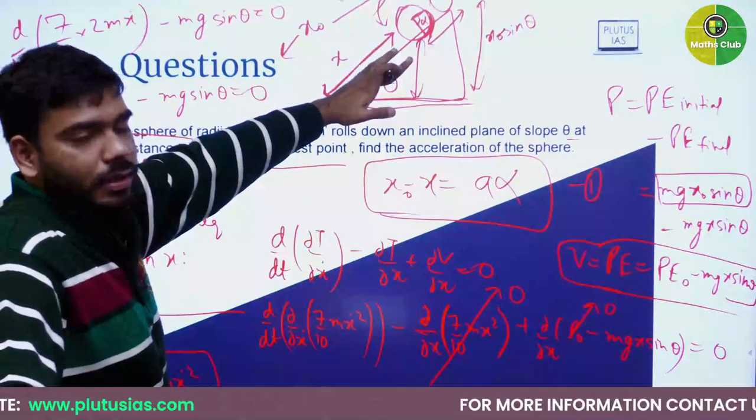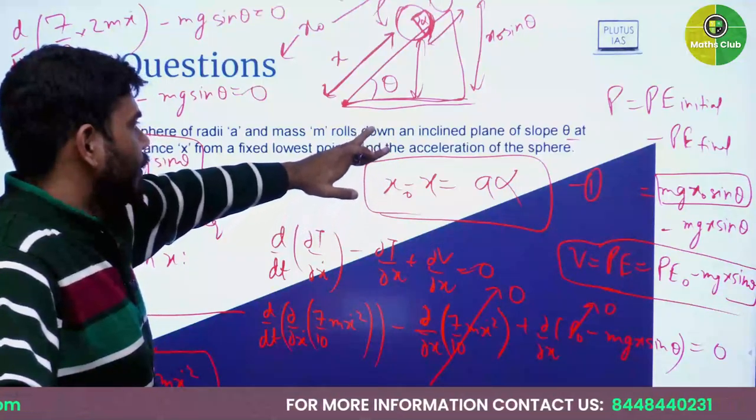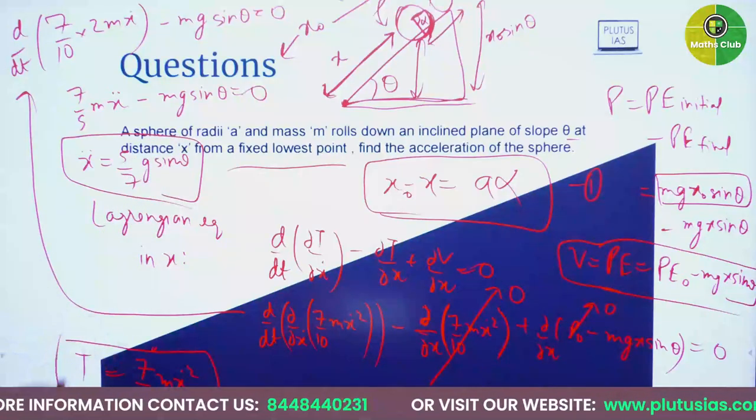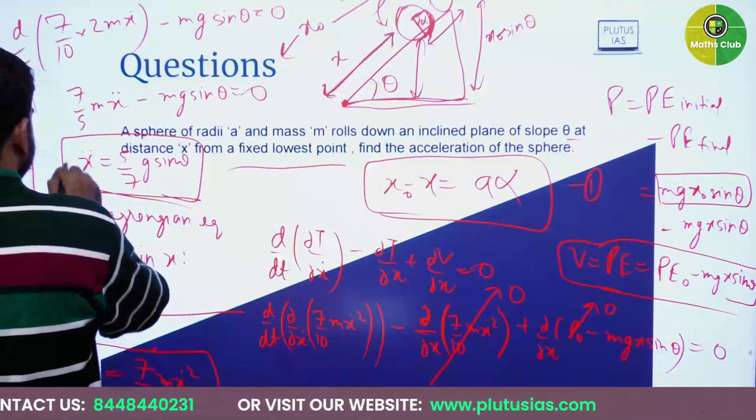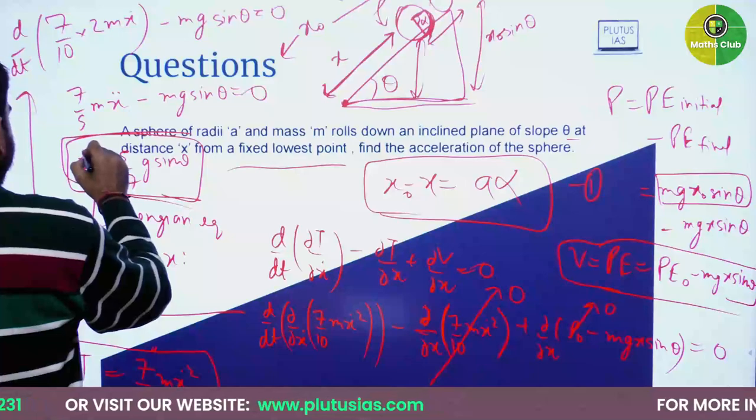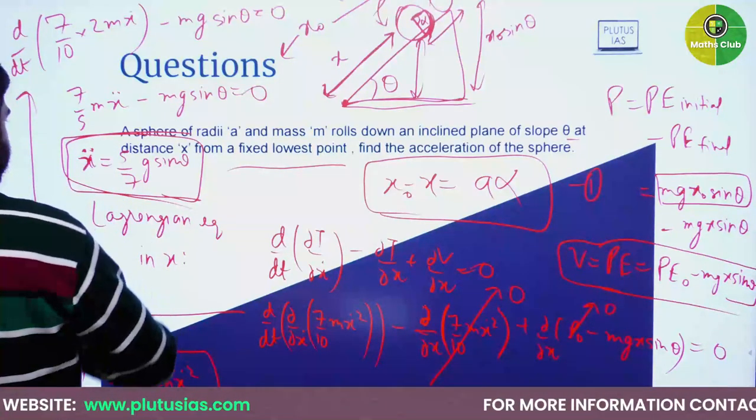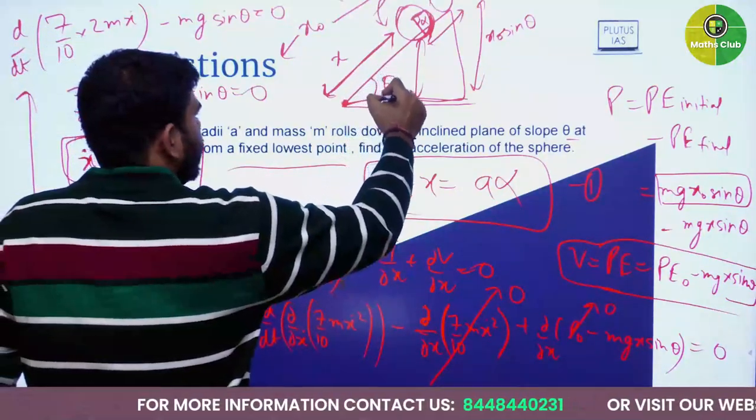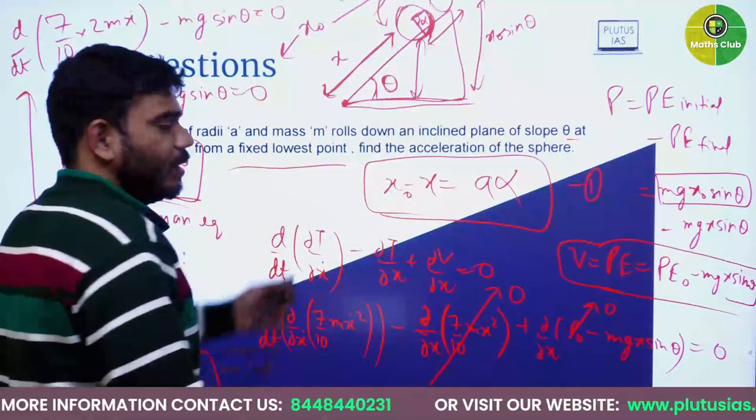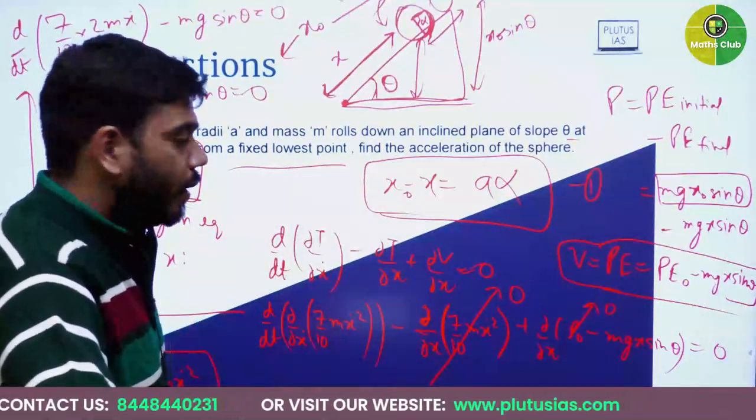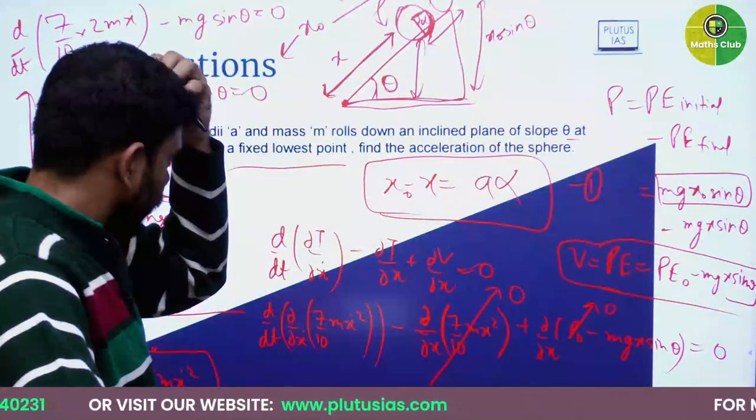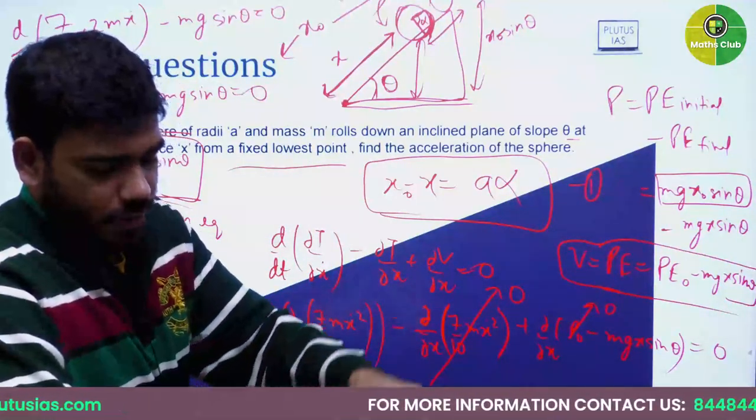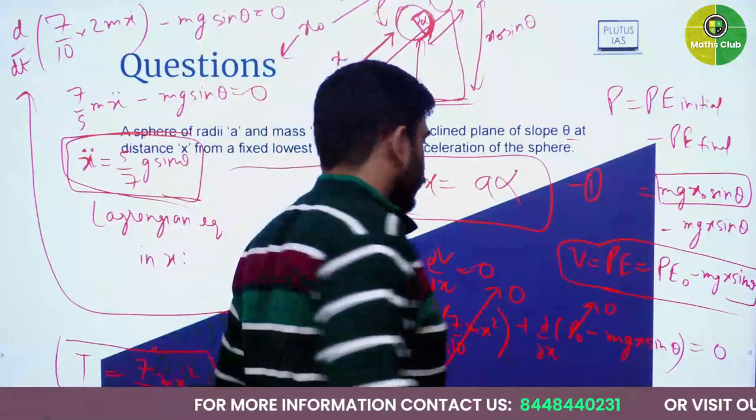The particle here is the sphere, and that is what we need to find: the acceleration of the sphere on this inclined plane. So it came in a single line. Very simply, we can write the acceleration of the sphere on the inclined plane is x double dot, which is 5 by 7 g sin theta, where theta is the inclination of the plane from the horizontal, and this is constant. The inclination is not changing. So this is how we need to use this Lagrangian equation to find the solution of our questions. So let us move to the second question.